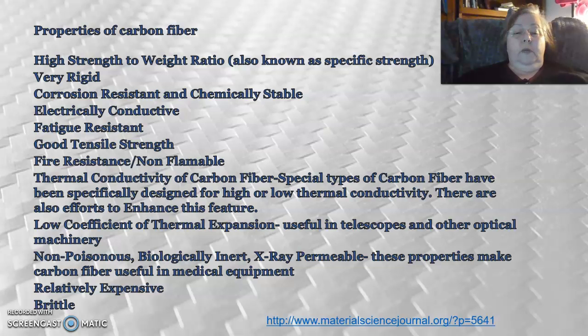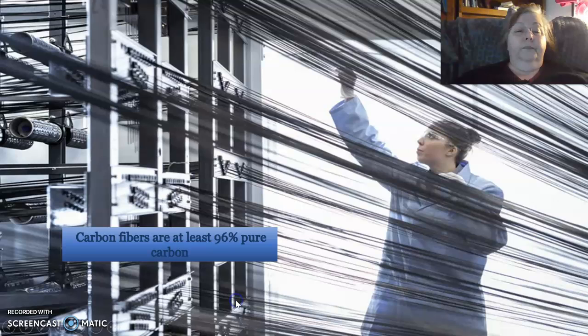Low coefficient of thermal expansion. That makes it useful in telescopes and other optical machinery. Non-poisonous, biologically inert, X-ray permeable. These properties make carbon fiber useful in medical equipment. Relatively expensive and brittle. Carbon fibers, you see them here. After they've been placed in bobbins, they're threaded through machines and they're spun into fibers or tapes.